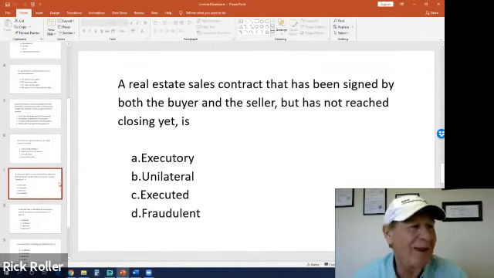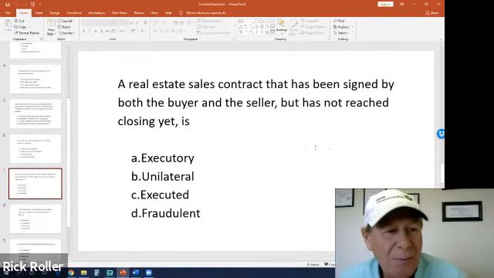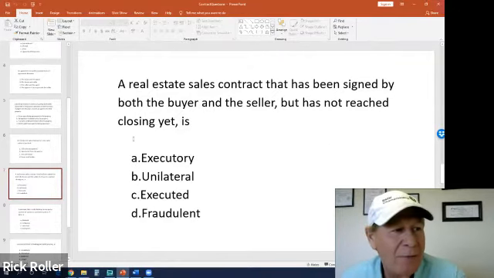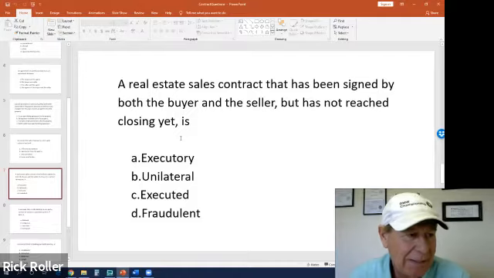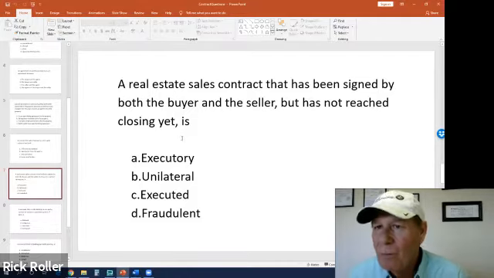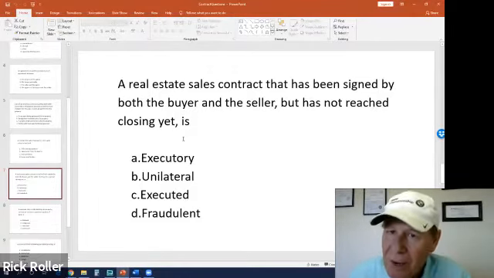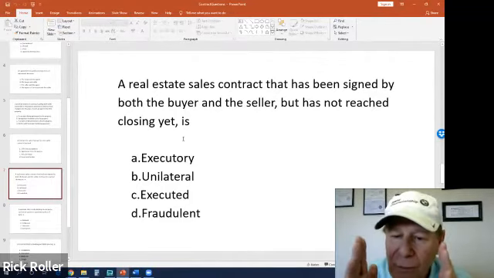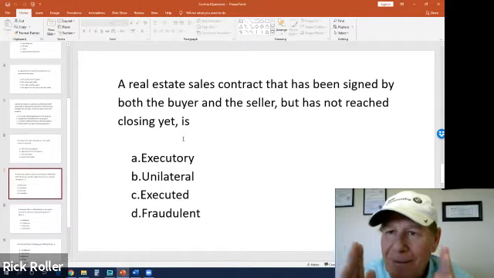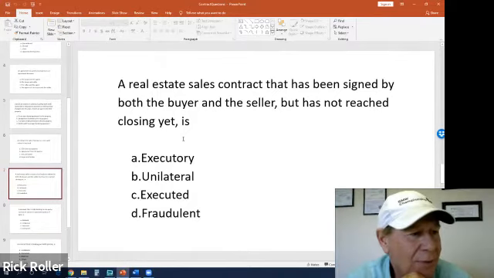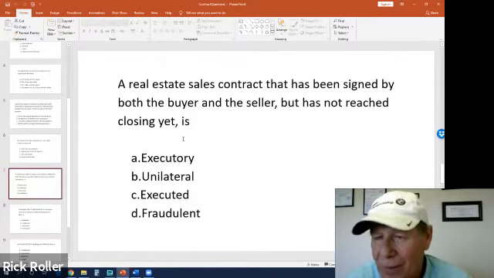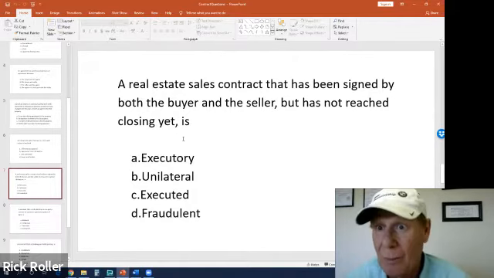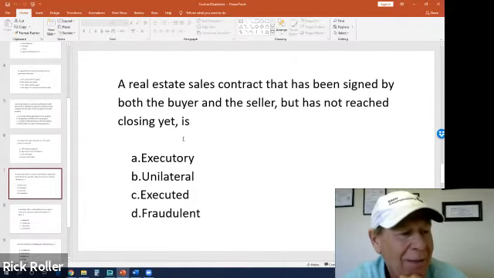Very good. Okay, now, a real estate sales contract has been signed by both the buyer and seller, but has not reached closing yet. What do we call that? What do we call something when it goes under contract, and there's this period of time between when it goes under contract and it actually closes? Now we're looking forward to the closing because that's when we get paid, your buyer gets what they want, your sellers get what they want, and we get what we want. I mean, life's great. But what do you call that?